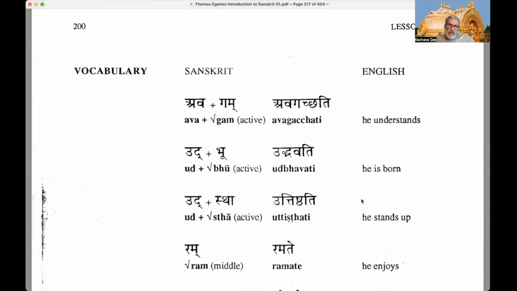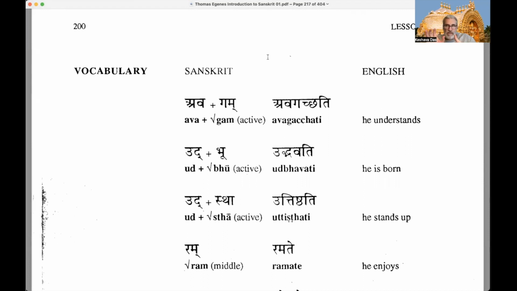And now we come to the vocabulary. So let's go through the vocabulary quickly. We have Sanskrit. Ava is an upasarga or a prefix, along with gum, which is the root of gach, the stem, meaning to go, right? Which is usually used with active endings, right? So we have gachati usually, but now we have avagachati. Avagachati means he understands. So it actually changes the meaning of the word quite a lot.